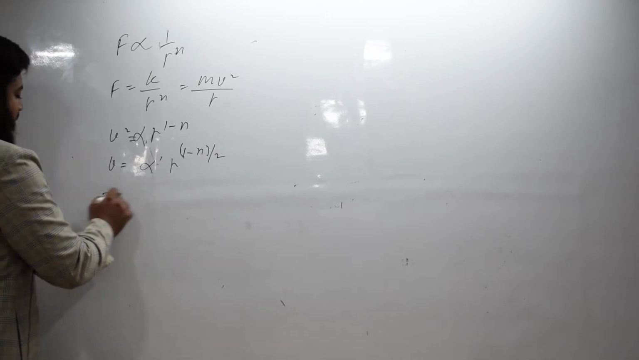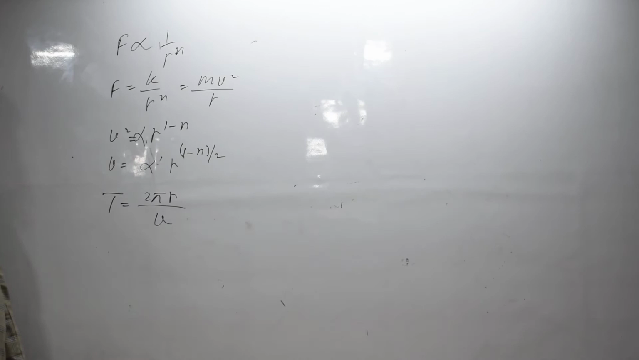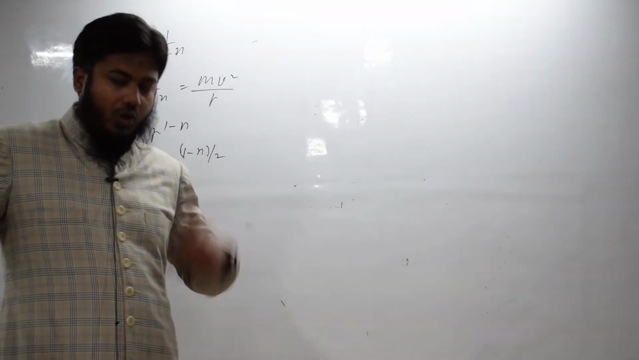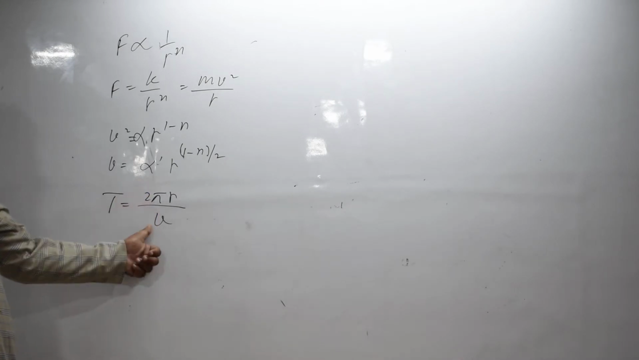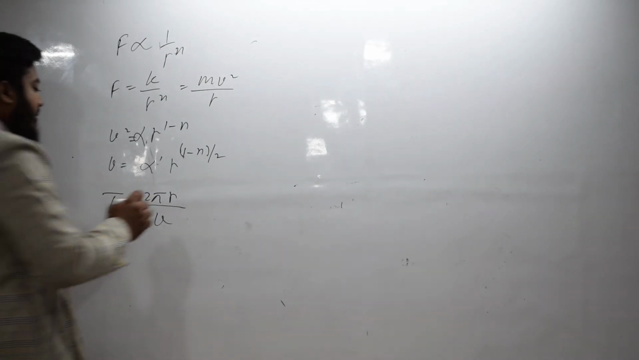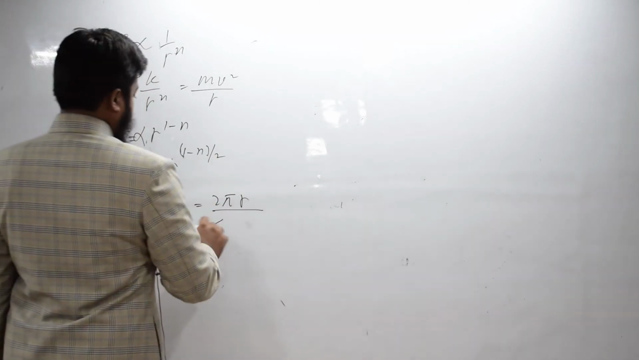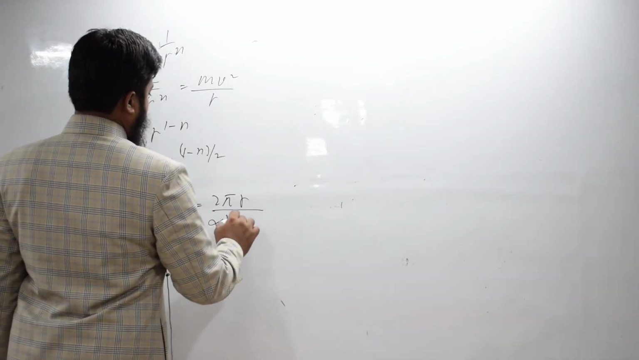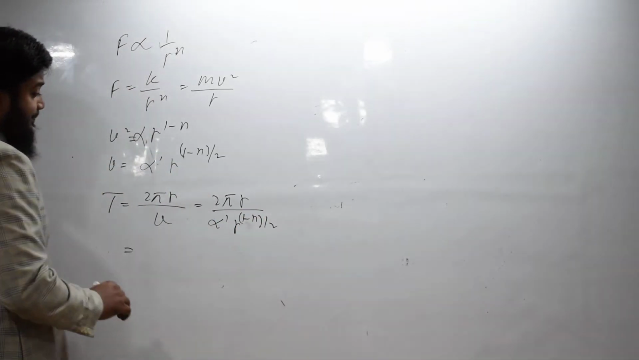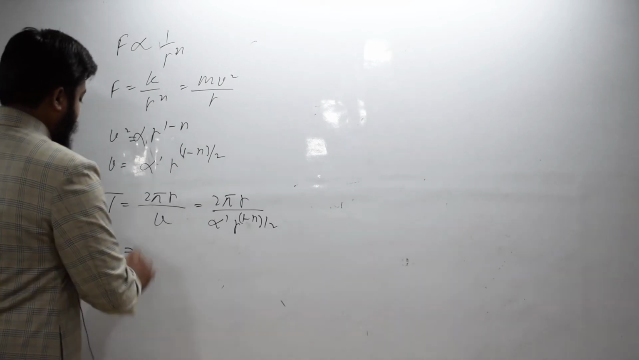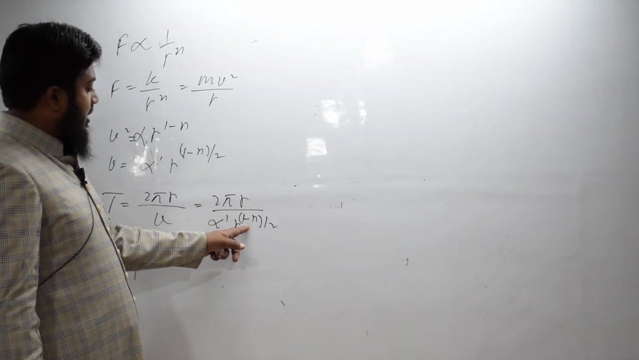Now, the time period will be distance upon speed. The distance in an orbit of radius r will be 2 pi r, and if speed is v, then 2 pi r upon v is the time period. Then 2 pi r upon speed, which is alpha dash times r to the power (1 minus n) whole divided by 2. Now, 2 pi upon alpha dash is some other constant beta, and this thing goes up.